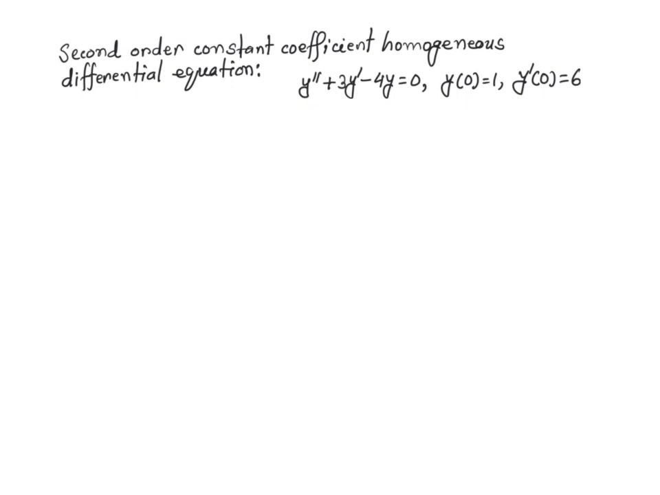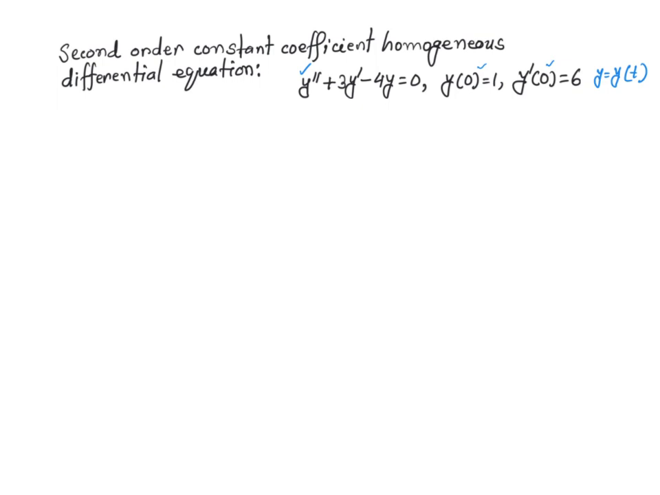In this video, I'm going to solve this second order constant coefficient homogeneous differential equation, and the equation is y double prime plus 3y prime minus 4y is equal to 0 with initial conditions y of 0 equal to 1 and y prime of 0 is equal to 6. And of course, we are making the assumption that y is a function of t. y is equal to y of t.